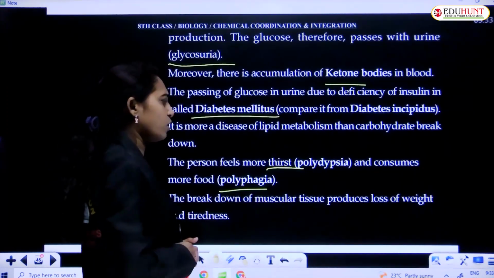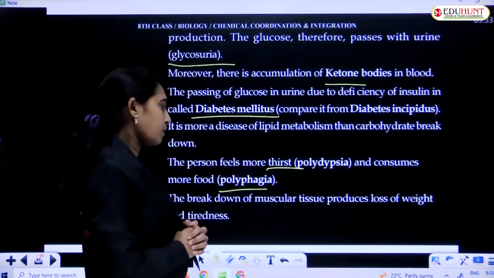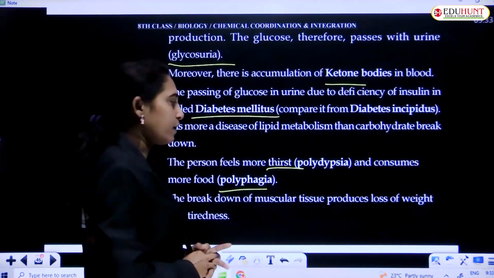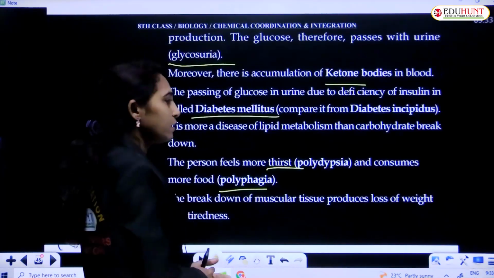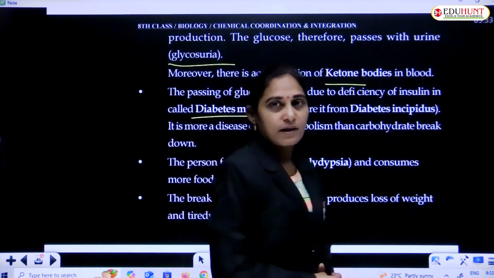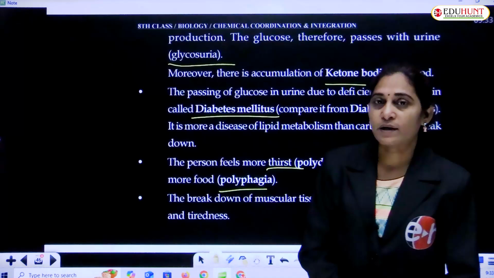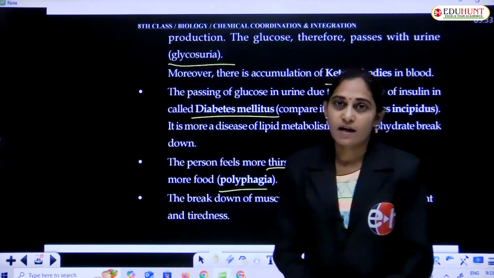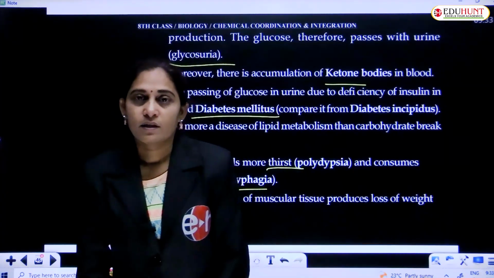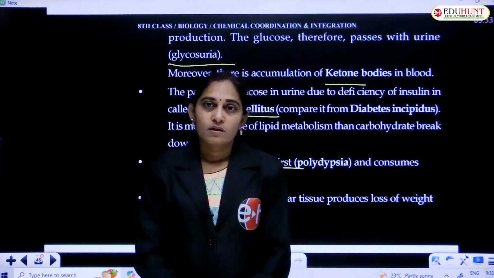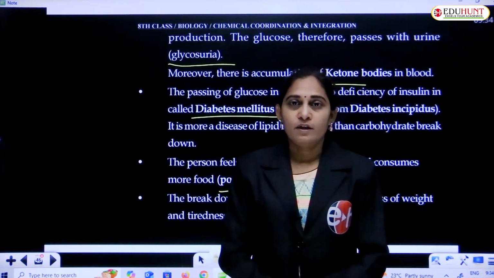The breakdown of muscular tissues produces loss of weight and tiredness. Muscular tissues కూడా breakdown అయిపోవడం వల్ల tiredness వచ్చేస్తుంది. So this is about the pancreas, one of the endocrine glands, and also an important gland, which has both exocrine and endocrine function. In the next session, we'll go with the details of other endocrine glands.